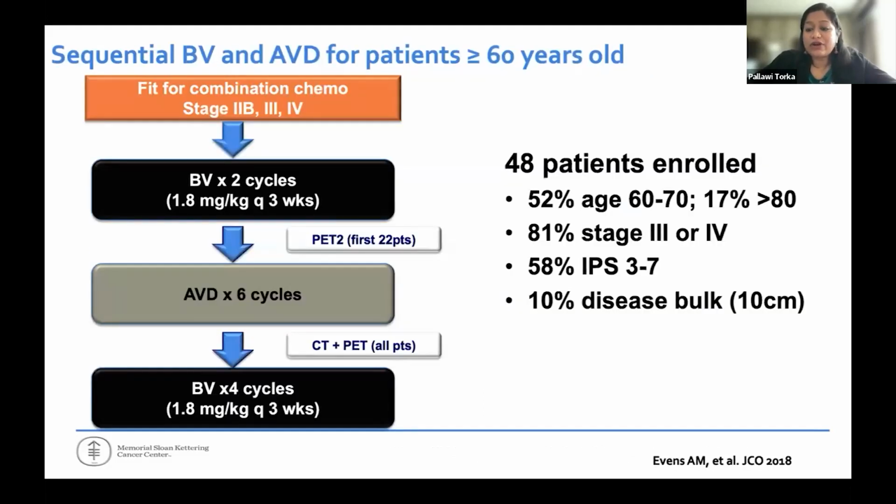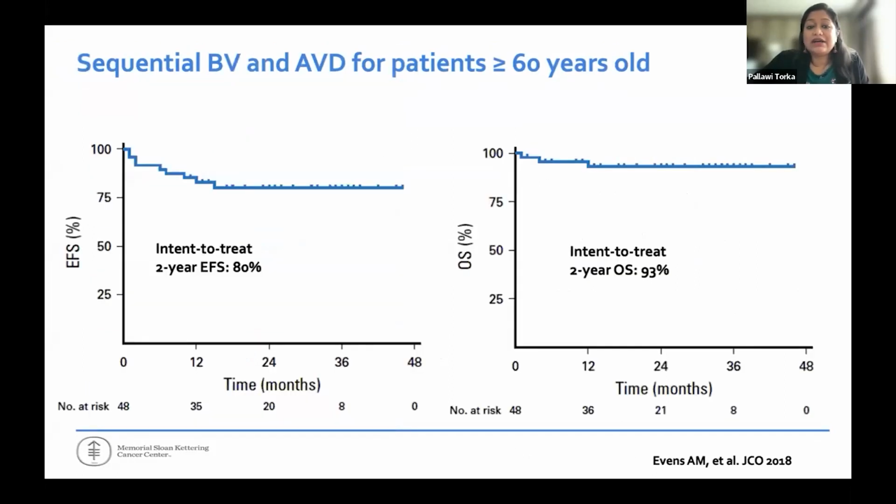So in this scenario, Dr. Andy Evans, his group basically designed this sequential BV-AVD study, where it's a very long course. It takes about 9 months to deliver the whole treatment, because you're giving BV for 2 cycles first, then you're doing your 6 months of AVD, and then you're doing BV again for 4 cycles. But what he showed was that the event-free survival and overall survival are very, very high in older adults.